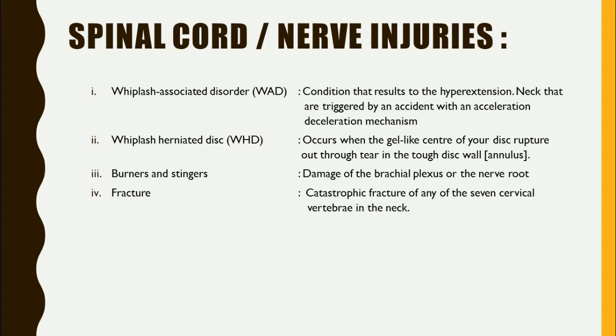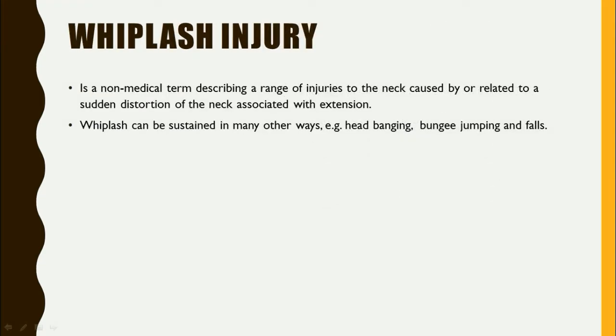Next is whiplash herniated disc, which is WHD. WHD occurs when the gel-like center of your disc ruptures out through a tear in the tough disc wall, which is called the annulus. Next is burners and stingers. Burners and stingers is damage of the brachial plexus or the nerve root. And lastly is fracture. Fracture is a catastrophic fracture of any of the 7 cervical vertebrae in the neck. We go one by one first.